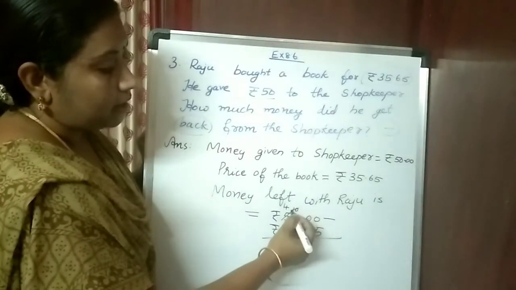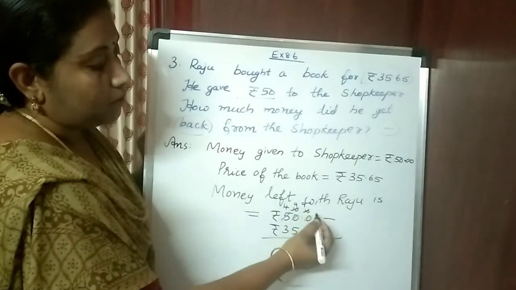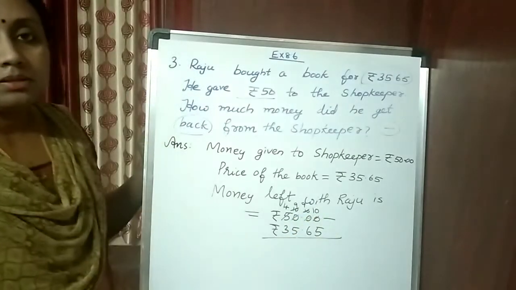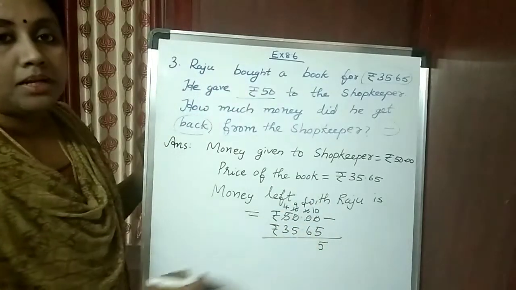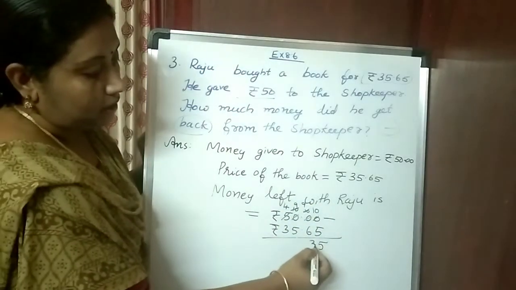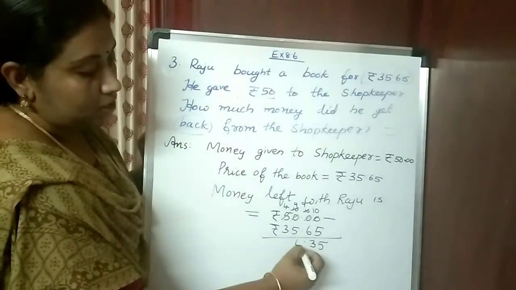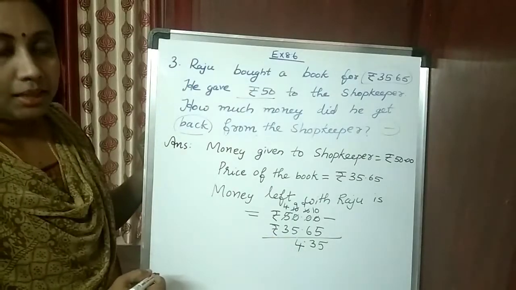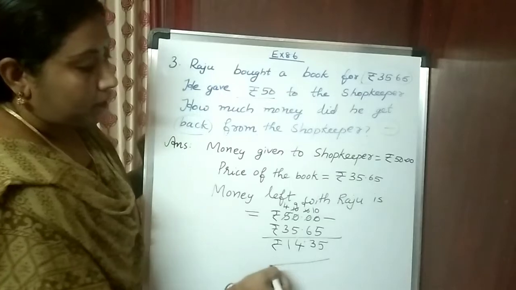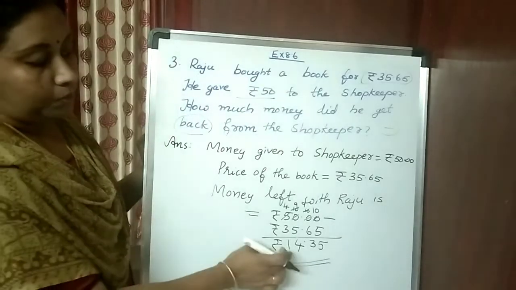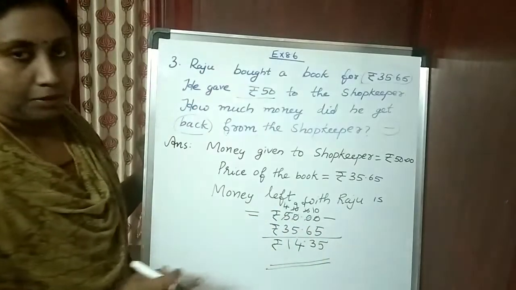Here 10. Again borrow. Now it is 10. Here also 9. This becomes 10. Then 10 minus 5 is what? 5. Then 9 minus 6 is 3. Then 9 minus 5 is what? 9 minus 5 is 4. 4 minus 3 is equal to 1. So, how much money is left with Raju? Rupees 14 and 35 paise.